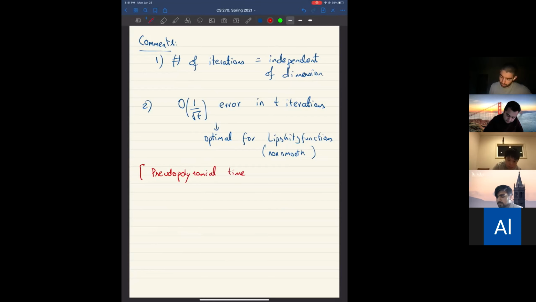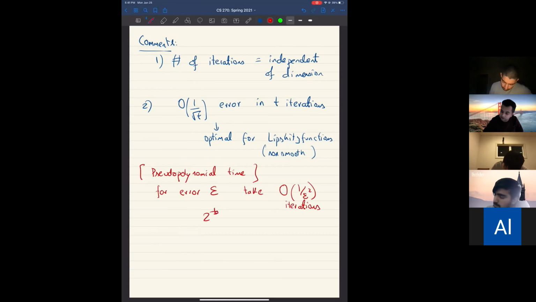Note that this error is fine, but it's actually pseudo polynomial time, meaning to get error epsilon, you take order 1 over epsilon squared iterations, which is a little bit bad because if you want 2 to the minus b error, or b bits of precision, then you would need a runtime of 2 to the 2b. It is exponential in the number of bits you need.